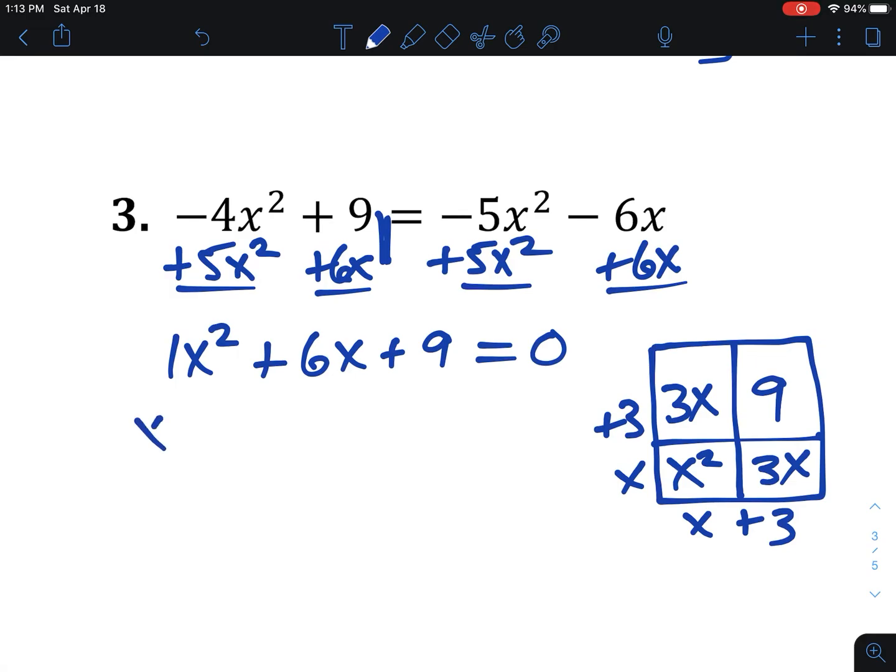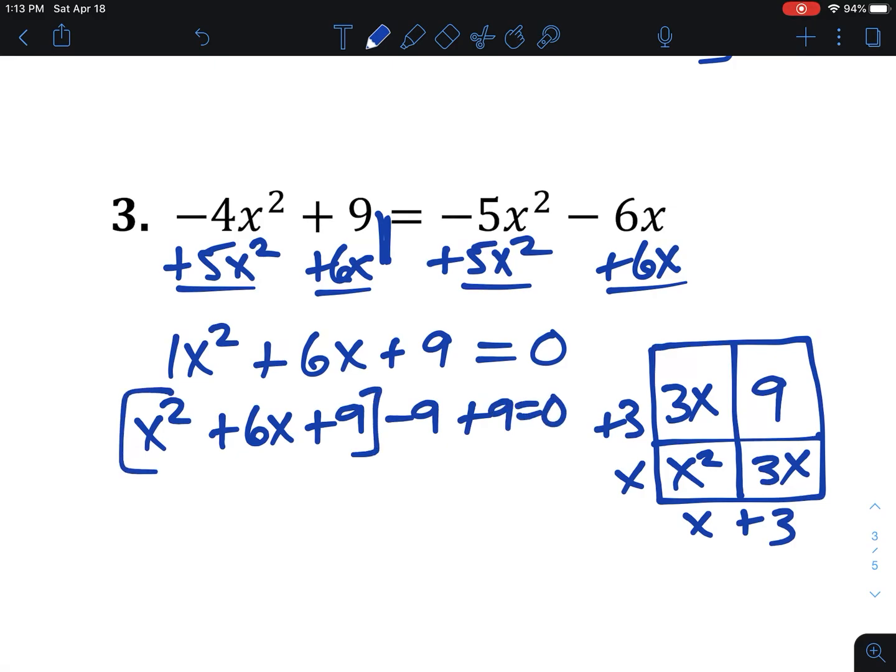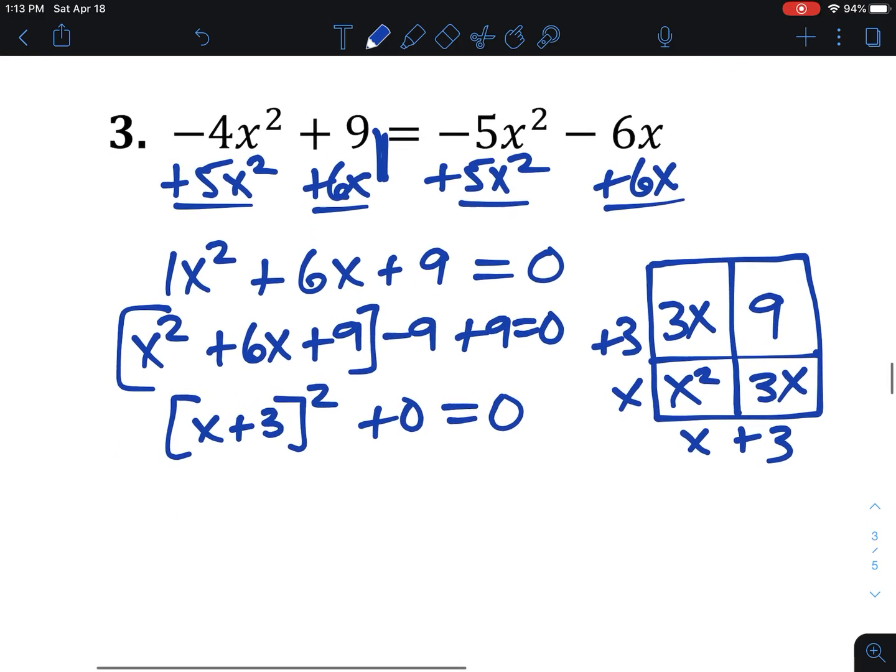So I'm going to add in the 9 and subtract it, just again for fun. So x squared plus 6x plus 9 minus 9 plus 9 equals 0. So I added in a 9 and I subtracted it in order to make it work. So this is x plus 3 squared plus 0 equals 0. I'm writing it in this form because I want to see the vertex. The vertex is actually -3, 0, because that would be the y-coordinate.